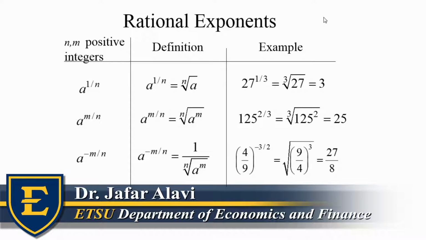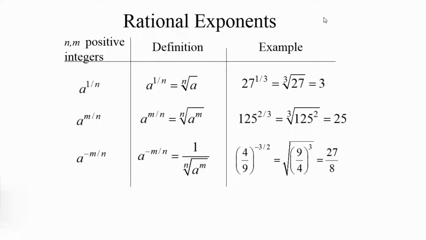So here we are talking about radicals and how we show those as exponents. Rational exponents, it is called. 1.1.7. Rational exponents.